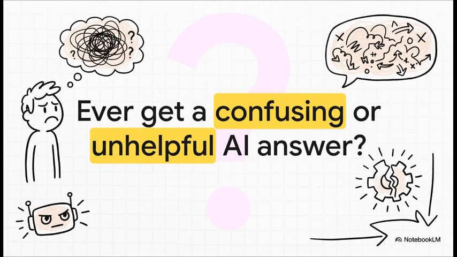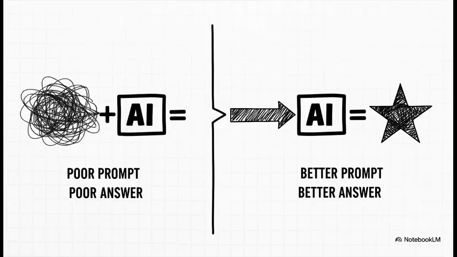Come on, we've all been there, right? You ask the AI for something super specific, and what you get back is, well, a rambling, generic, or just plain wrong response. It's so frustrating. It makes you feel like the AI just isn't that smart. But what if I told you the problem isn't the AI at all? That's it. That's the secret. The quality of what you get out is 100% tied to the quality of what you put in.